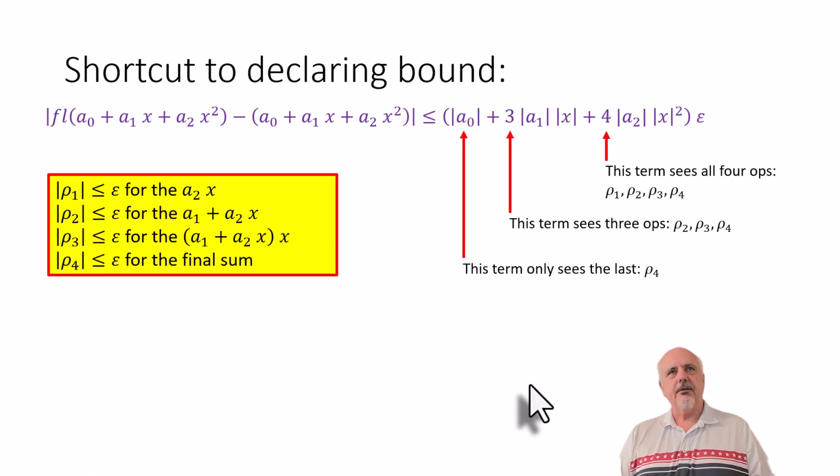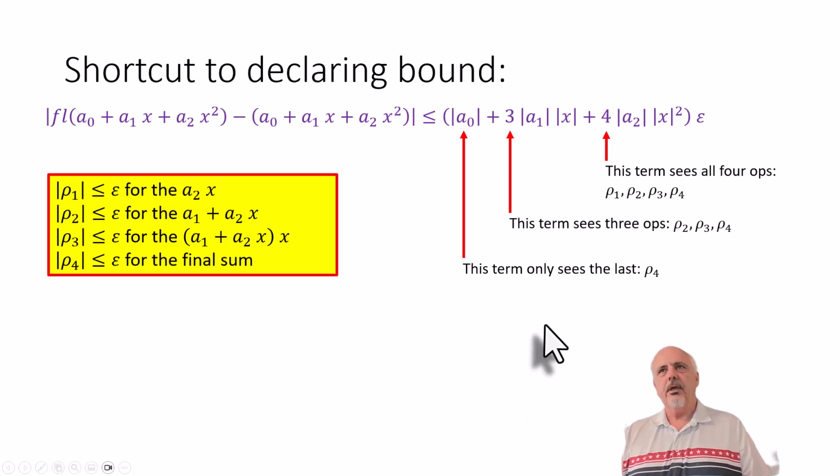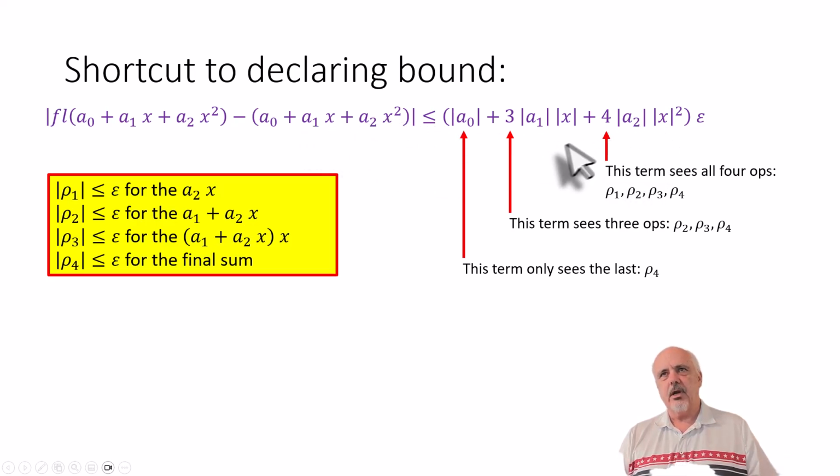Okay, so kind of a shortcut again to declaring the bound. You're going to have triangle laws that are just going to cascade. So in the polynomial, I'm going to have an A2x squared, you're going to have an A1x, you're going to have an A naught, each one of those being individually absoluted. And then this term sees 4 operations, so row 1, row 2, row 3, row 4. So it's going to have a 4 there.